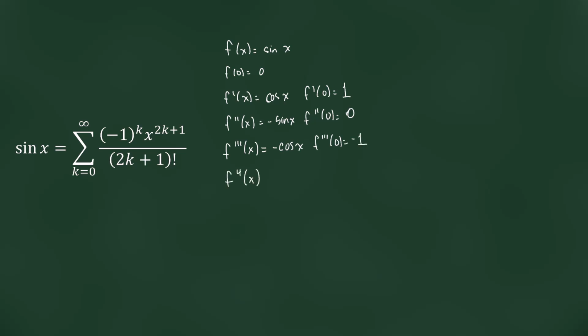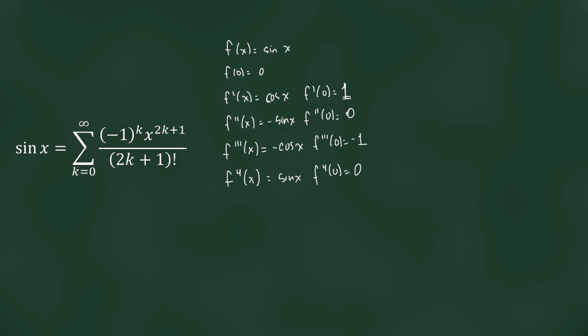The fourth derivative of f is going to be positive sine x. We're back to where we began, so the fourth derivative at 0 is 0. So we can see here that we're getting these alternating values of 1, 0, negative 1, 0, and that cycle is going to repeat.